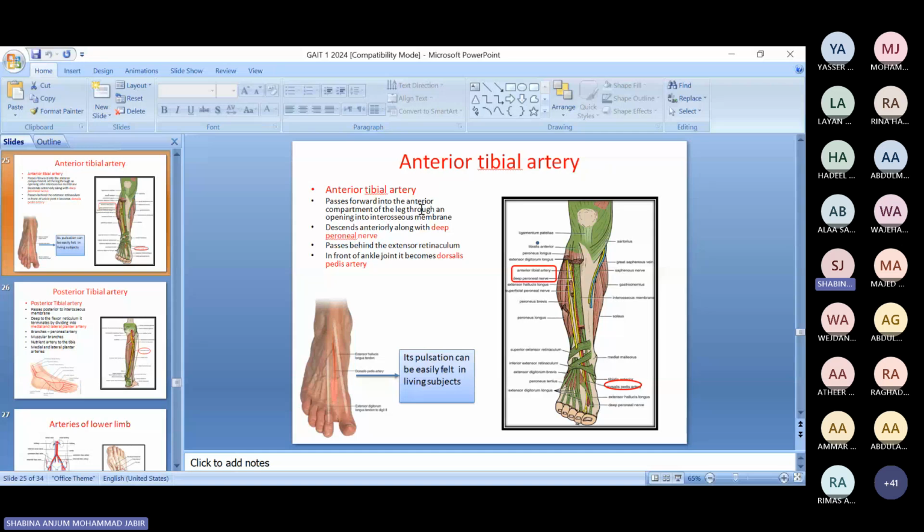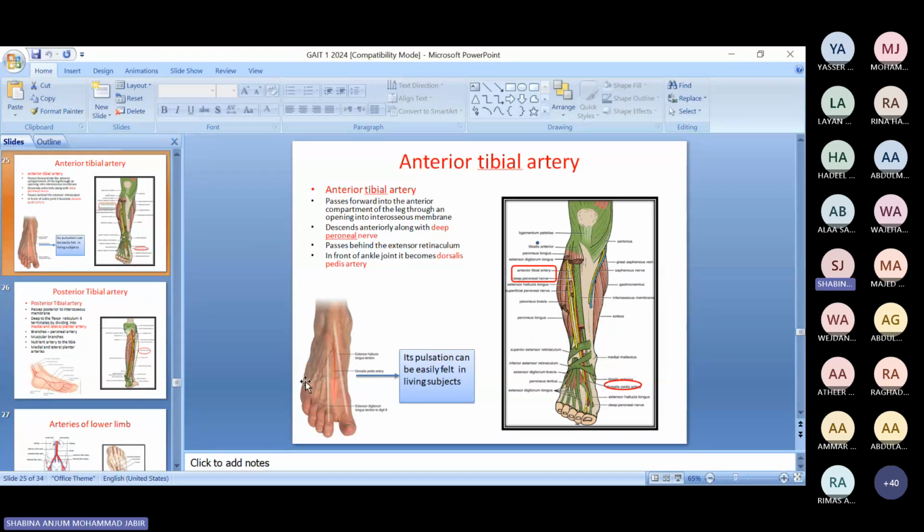Now, what will happen to this anterior and posterior tibial artery? Obviously, the anterior tibial artery will be present where? In the anterior compartment. It will pierce the interosseous membrane and come anteriorly. It is always accompanied by a nerve which is called the deep peroneal nerve. Then it will pass through the extensor retinaculum, and in front here, it will become the dorsalis pedis artery.